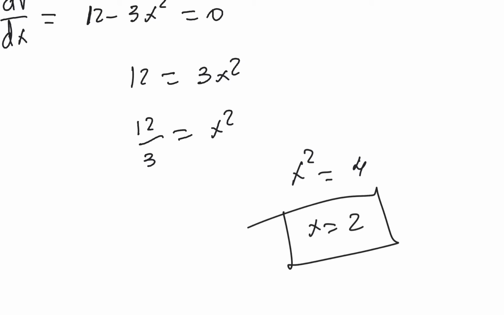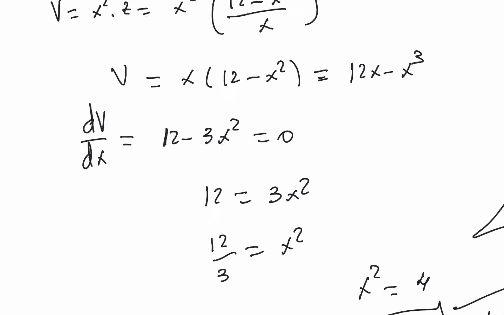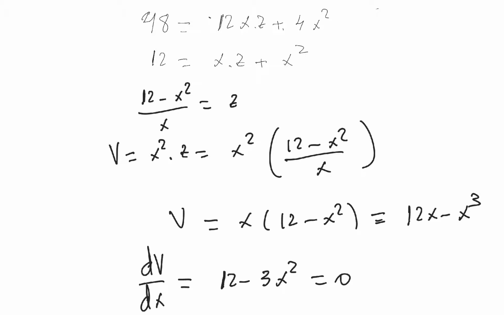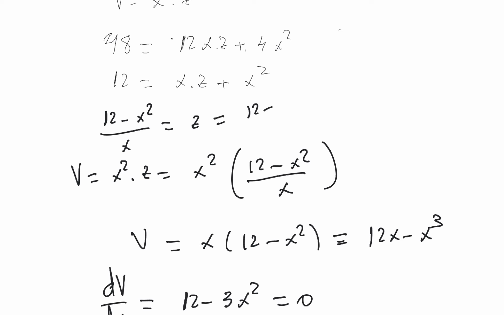For x equal to 2, the other side of the base is also 2 by 2, and the c, oh, the c is here. What is the c? The c is 12 minus 2 squared, divided by 2, which is 4.